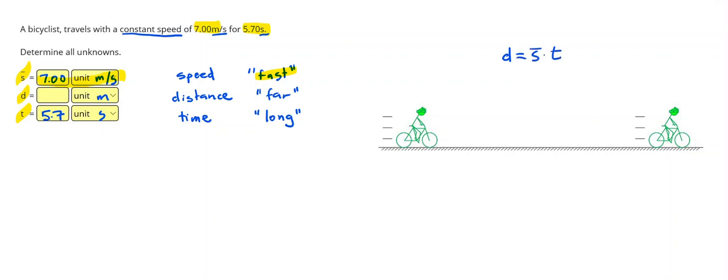So to get this distance, I can just plug in 7 times 5.7, and I get 39.9 as my distance. In physics, make sure you keep at least 3 significant figures.